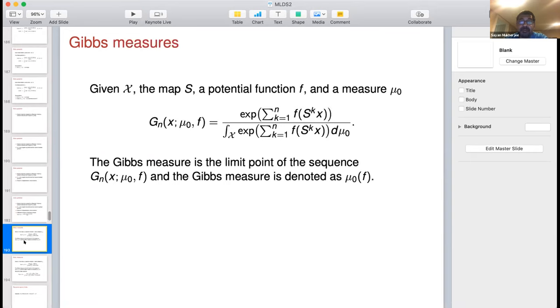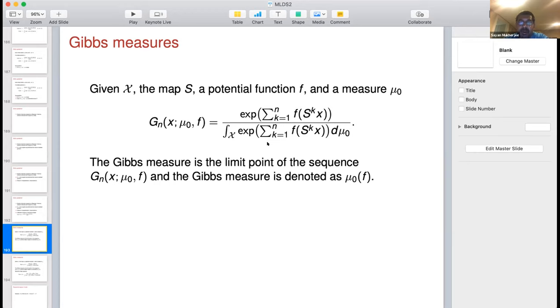Now, if I have a map, if I'm given some Borel sigma algebra X, a map S and a potential function F, there's a measure mu naught such that it has the following property. And the Gibbs measure is a limit point of the sequence.